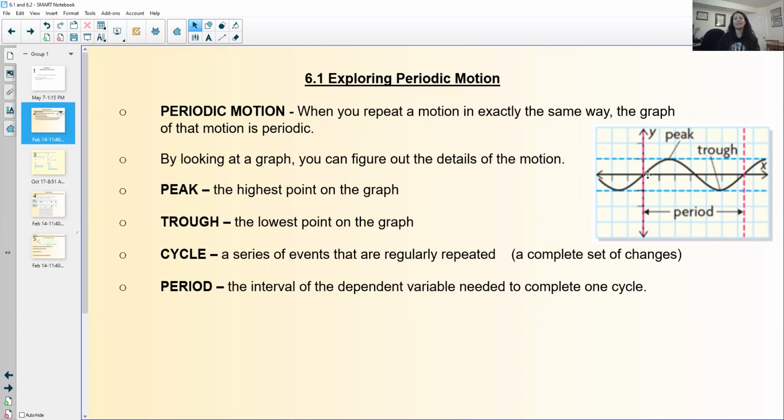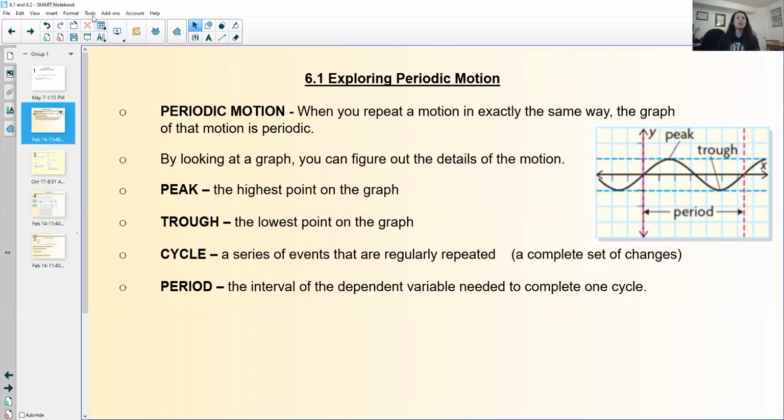The first one that you're going to need to know is the peak, which is the highest point of your graph. So this is an example of a periodic function. We can imagine that this graph would continue in this pattern for a long time. The highest point of it would be a peak. The lowest point of it would be a trough. So the peak, you can think of the peak of a mountain. It's the highest point, and a trough is something that an animal would eat out of. It's like a bowl. So the trough is the lowest point of your periodic function.